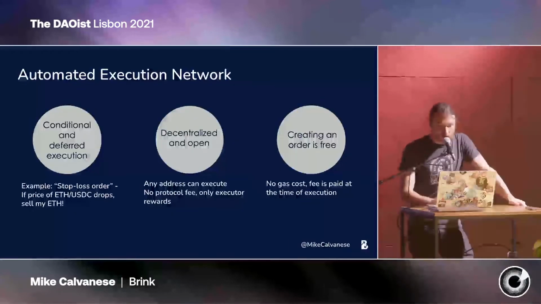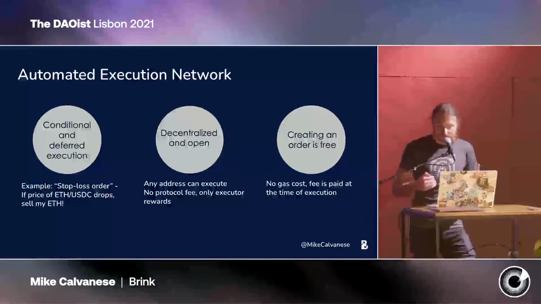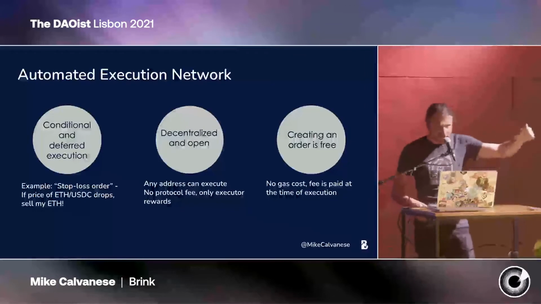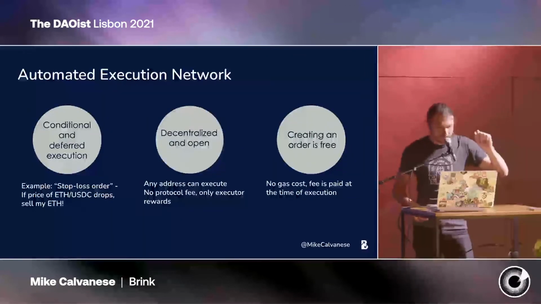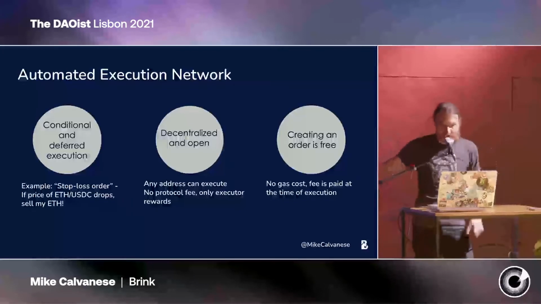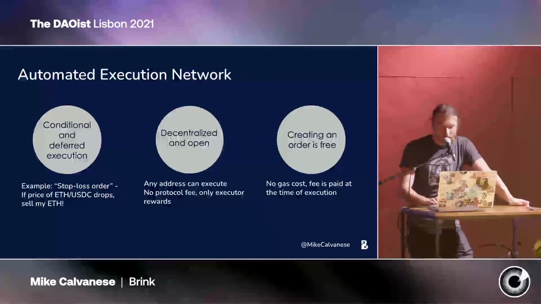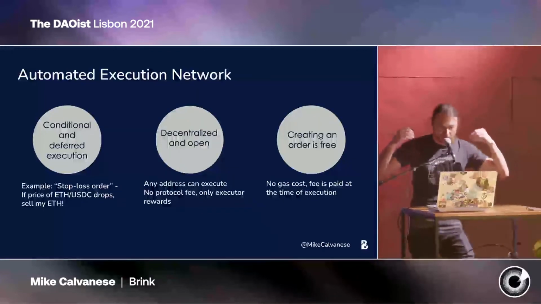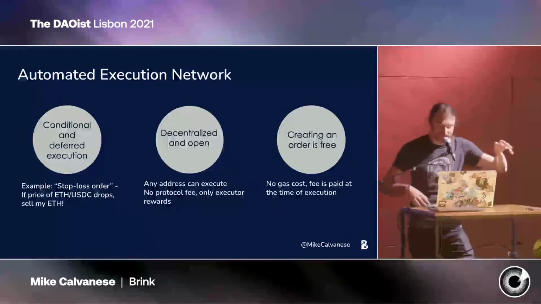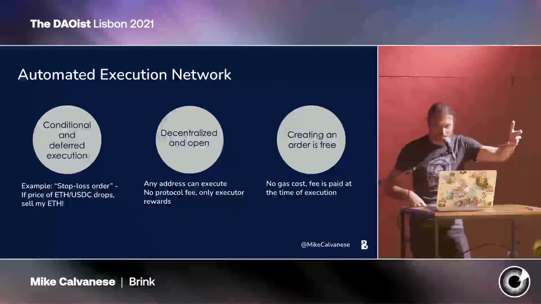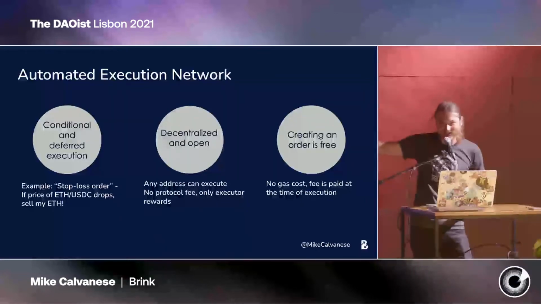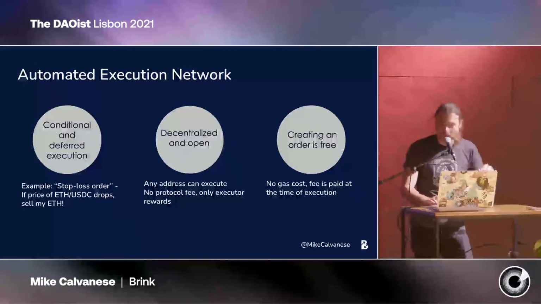So the automated execution network that we're building is a completely decentralized and open protocol. Any address can create an action and say, I want this action to be executed in the future, and then any other address can pick that up and execute it when the conditions are met. And all of this happens through this open platform in a way that's actually gas-free, so you can create these orders, or tasks to be executed in the future. To create one doesn't cost anything. You don't pay the fee until it actually gets executed. So that's a really interesting property of automated execution networks.